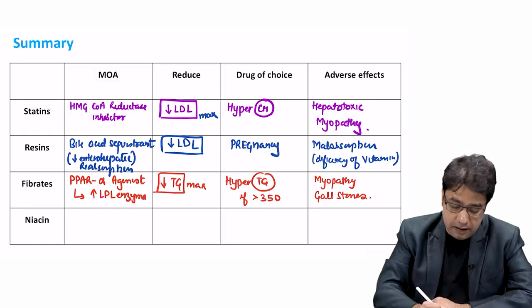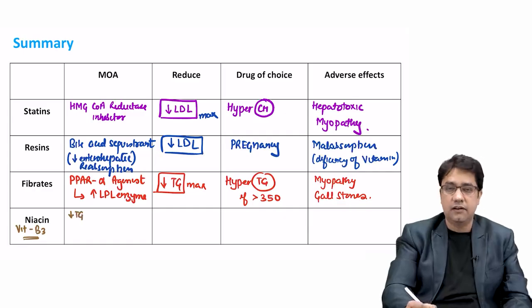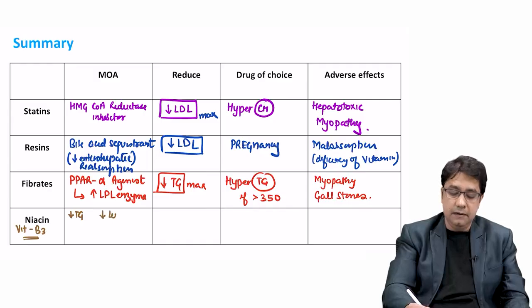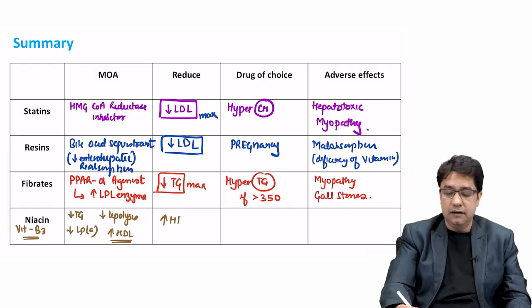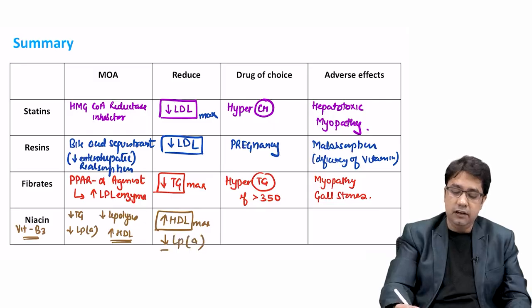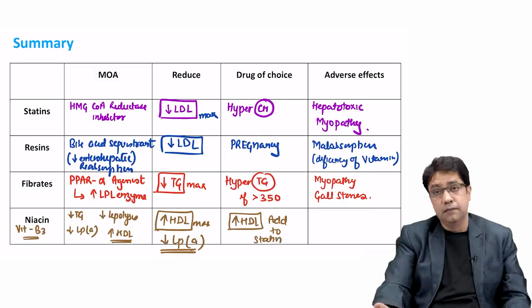Then we have vitamin B3, niacin, also known as nicotinic acid. This drug inhibits triglyceride synthesis in liver. It inhibits lipolysis in fat. It decreases lipoprotein A levels and increases HDL levels. So it is mainly given with other drugs to increase HDL level maximum, and it is the only drug which reduces lipoprotein A level. So it is given as a drug of choice to increase HDL as an add-on drug to statins. So it is the most toxic drug.